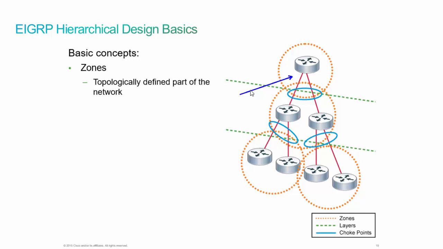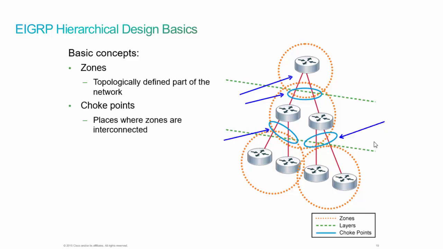The next piece is a choke point. Now, a choke point is where these zones are interconnected with one another. So we can see our choke point defined right here, and right here, and right here in this topology. So we have three different choke points. Choke points are where we're going to aggregate reachability and topology information. This is also the place where you want to summarize across these choke points. We can also apply policy at our choke points. Okay, so that's the second piece of this hierarchical design.